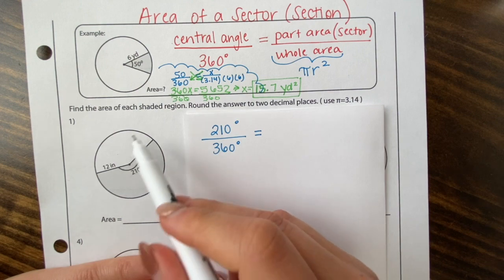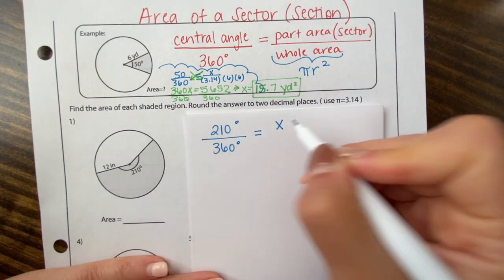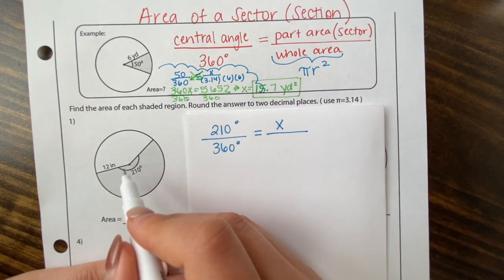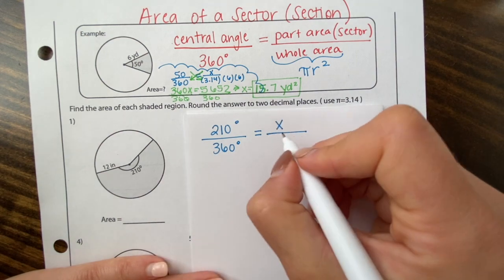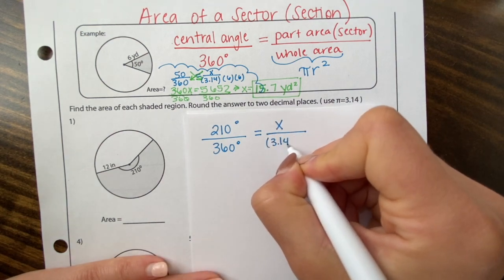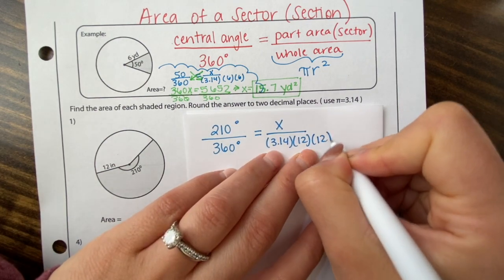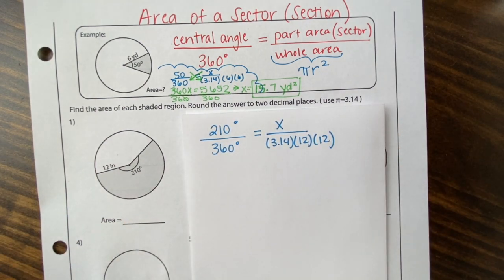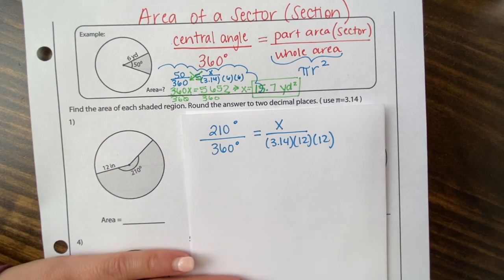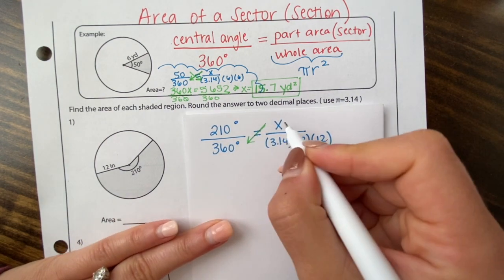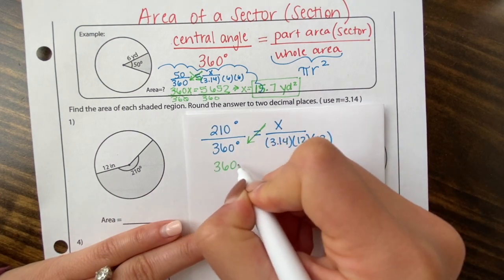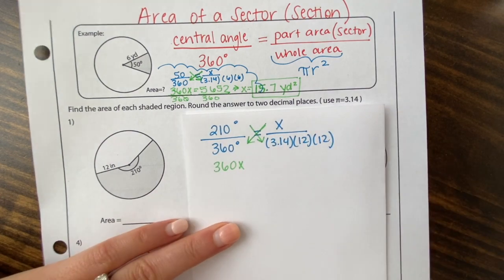Equals, we need the part of the area, which is what we're solving for, out of the whole area. And the whole area of the circle is pi times the radius, which is 12, times the radius again. And all you do, as long as you have your proportion correct, is cross multiply, divide, and you're good to go. All right, so x times 360 is 360x, and 210 times all those numbers.